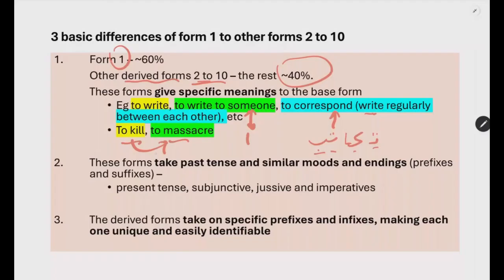In terms of, we said past tense, moods and endings, prefixes, suffixes, all that applies in both first form and all the other 10 forms, right? Then the derived forms take on specific prefixes and infixes, and this is what we'll cover now. So making each one unique, and once you get used to it, it's very easy to identify them as well.